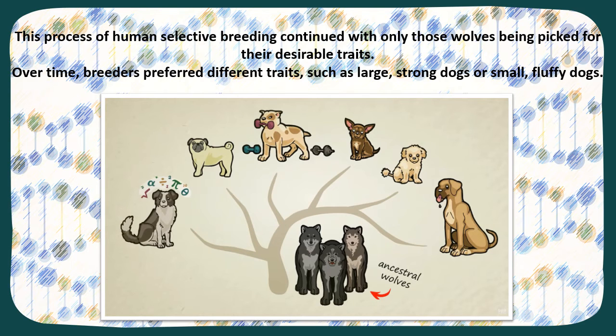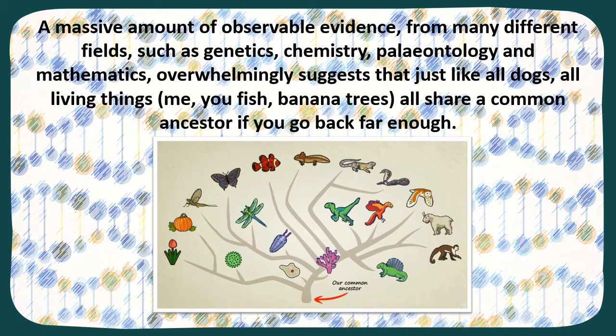Now, this process, led by humans, was called selective breeding, where the humans selected the traits that they wanted to continue to be produced. Now, a massive amount of observable evidence from many different fields, so genetics, chemistry, paleontology, mathematics, overwhelmingly suggests that, like all dogs, all living things, so that's me, that's you, it's a fish, even banana trees, all of them share a common ancestor if you go back enough.